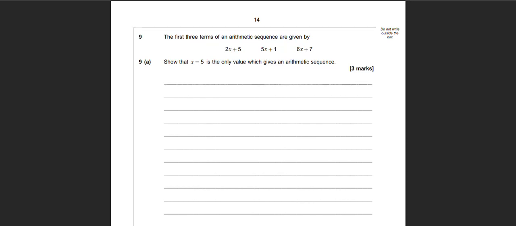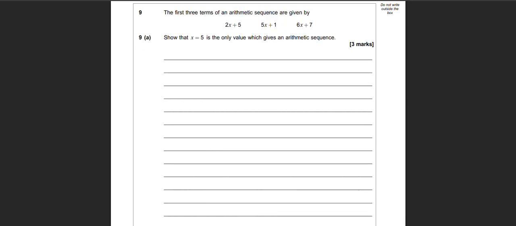Going to have a look at question 9. It says the first three terms of an arithmetic sequence are given by 2x plus 5, 5x plus 1 and 6x plus 7. Show that x is equal to 5 is the only value which gives an arithmetic sequence.